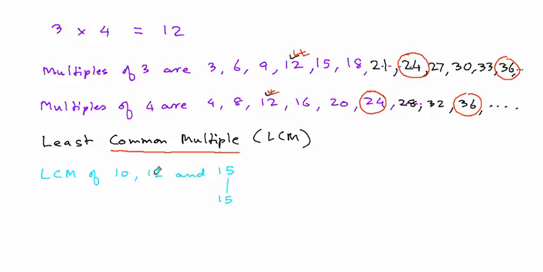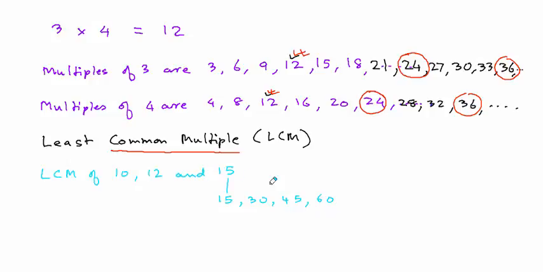10 and 12, neither of them would go into 15. Therefore, we move over to the next multiple of 15, which is 30. Well, 10 goes into 30, so it's a common multiple. 30 is a common multiple between 10 and 15, but 12 doesn't go into 30. So we need to move on. The next multiple of 15 is 45. And again, 10 or 12, neither of them would go into 45. And then we come to the number 60.